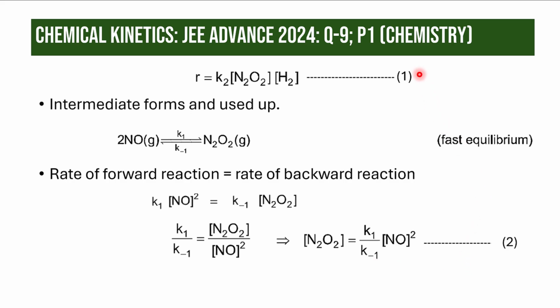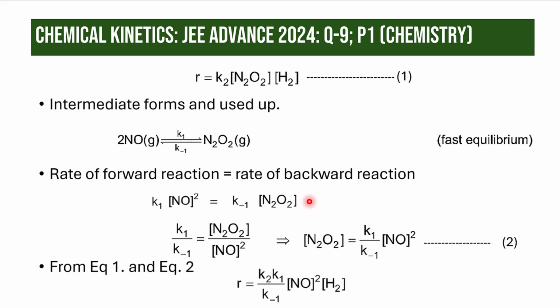Now you have two equations, equation 1 and equation 2. Basically you can plug the value of the concentration of N2O2 into equation 1, and then you can write the expression for rate. So this is the expression for rate. Now in this case NO has a power of 2 and H2 has a power of 1. So what is the order of this reaction? This is 2 plus 1, so the order of this reaction is 3. So this is a third order reaction.